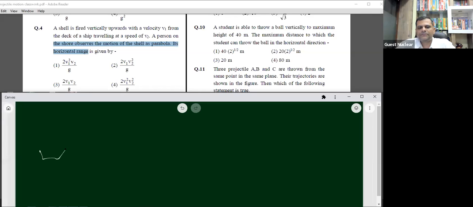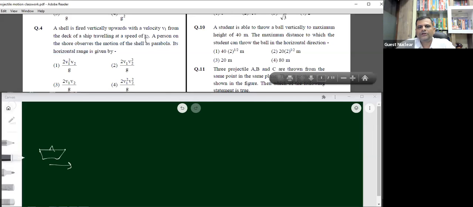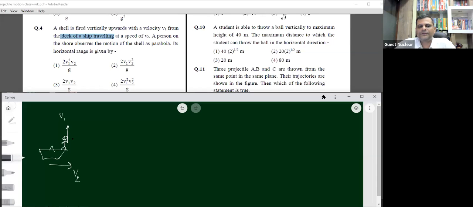देखो, suppose this is the ship which is already traveling with the speed of v2. शिप का जो स्पीड है वो v2 दिया हुआ है, राइट. Shell is fired vertically with the velocity v1 from the deck of a ship traveling at a speed of v2. मतलब यहाँ पे एक पर्सन जो खड़ा है, उसके हाथ में एक पत्थर है जो वो v1 स्पीड से ऊपर की तरफ थ्रो करता है. बट अभी वो चाहे या ना चाहे इस शिप का जो स्पीड है वो उसको मिल जाएगा ऑलरेडी.